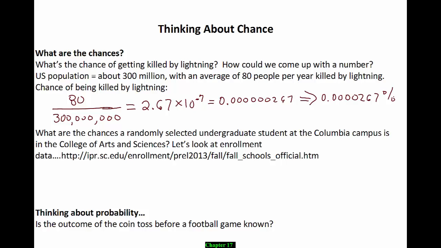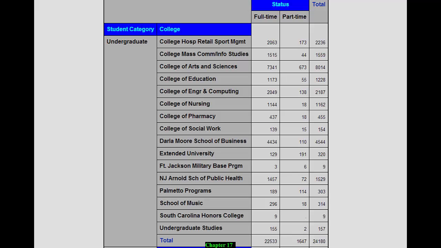All right, so what if we asked what are the chances a randomly selected undergraduate student at the Columbia campus of the University of South Carolina is in the College of Arts and Sciences? Let's take a look at our enrollment. Visiting the link that is in your lecture notes, we come to this page. And there is undergraduate enrollment information at the top and graduate at the bottom. So we're going to look at undergraduates, and we want to know the probability a randomly selected undergraduate is in the College of Arts and Sciences.